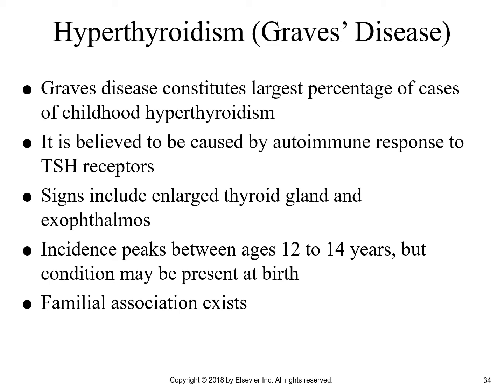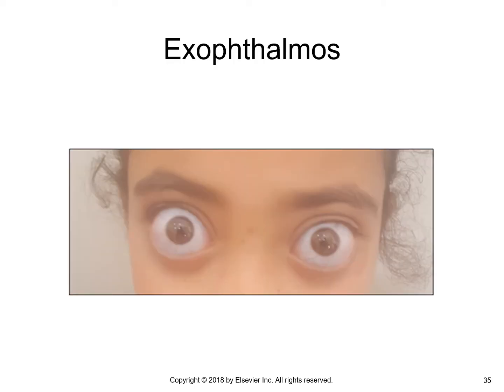Incidence peaks between ages 12 to 14, but the condition may be present at birth, and there is a familial association. This is exophthalmos, where the eyes just appear to be bulging right out of the head. This is an excellent picture, by the way.